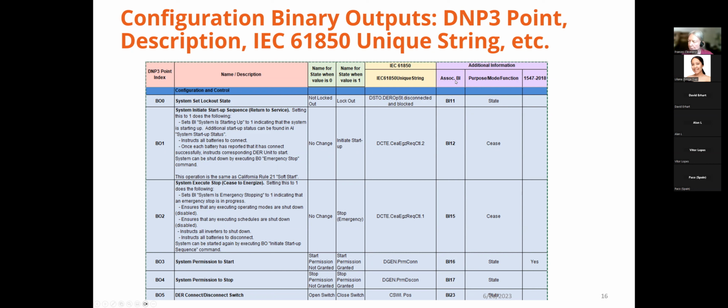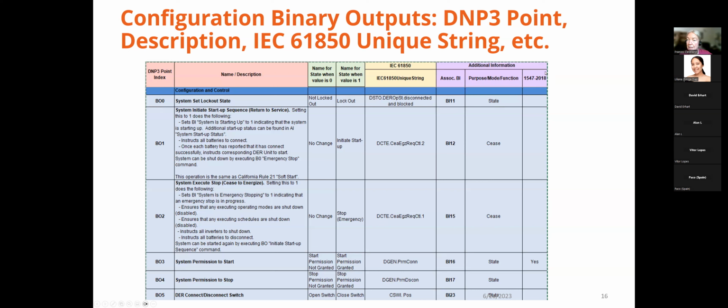If you know anything about DNP3, you have both a binary input and a binary output. The output is what the master station does. And the binary input is what the DER, in this case, provides back to say, oh yeah, I got the system lockout state, and now this is my lockout state. So there's an association between many, but not all, BOs and BIs. We also just have something here for the purpose, just makes it easier to read.